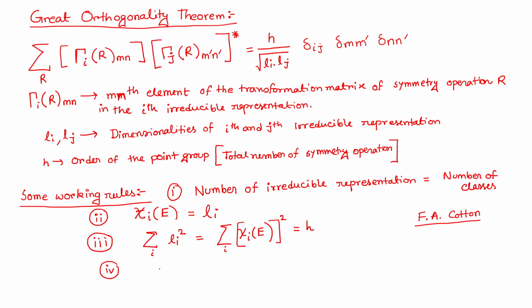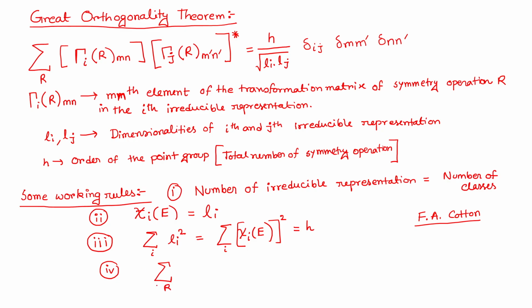Okay. Now the fourth working rule is related to the orthogonality of these elements. First, I will talk about the normalization. So these are actually rules of the great orthogonality theorem, but it deals with orthonormality. So both orthogonality and normalization are a factor here.